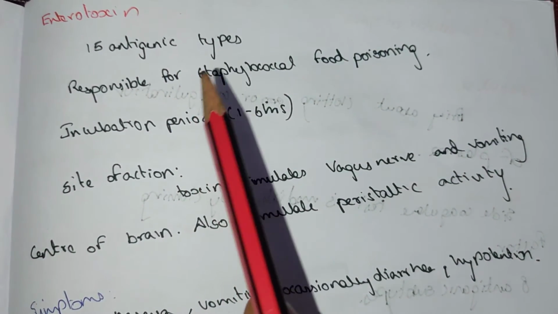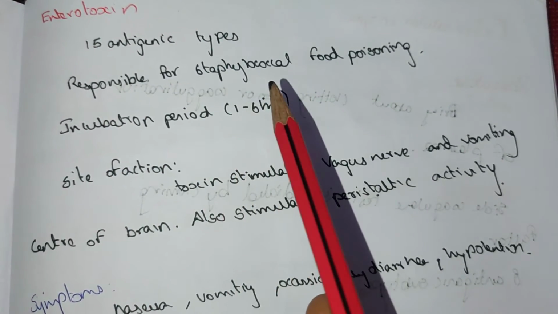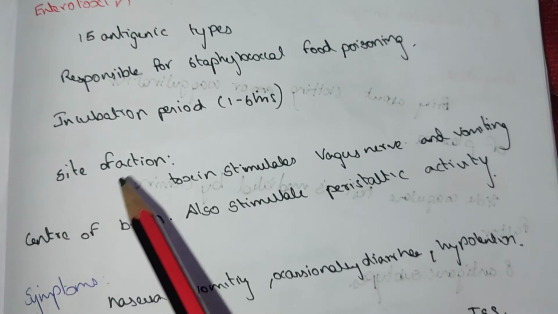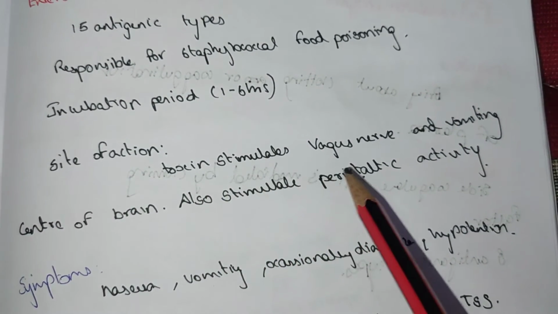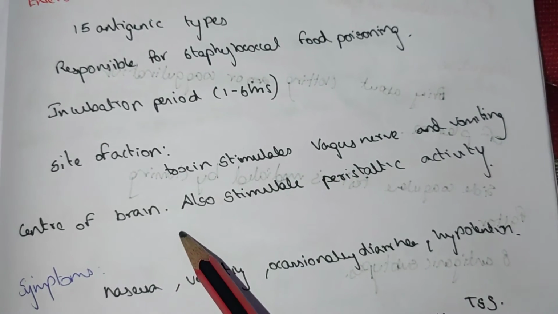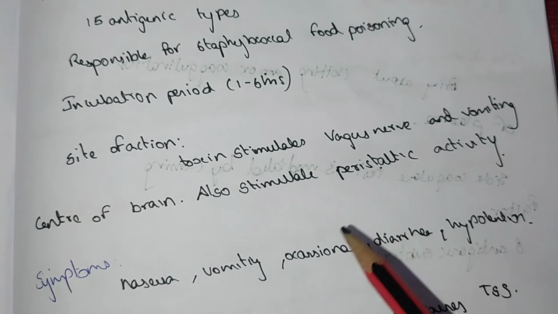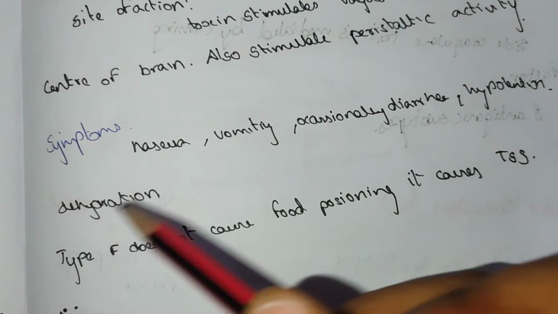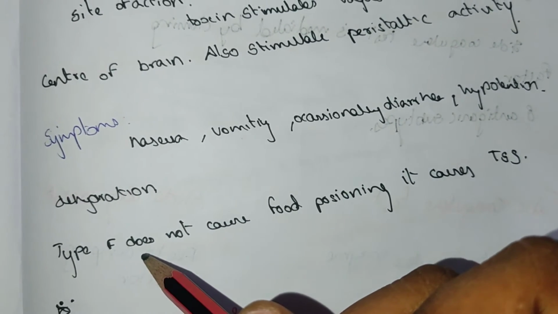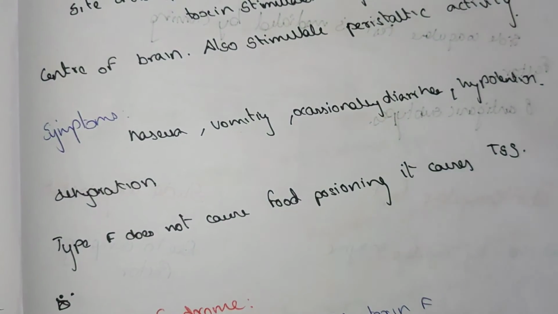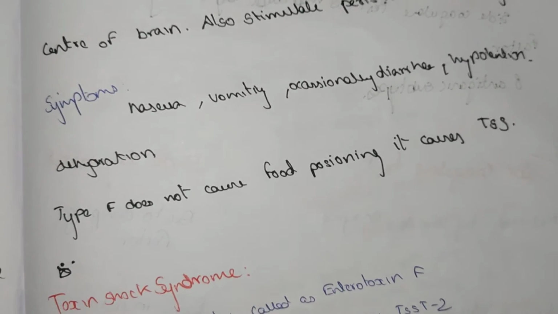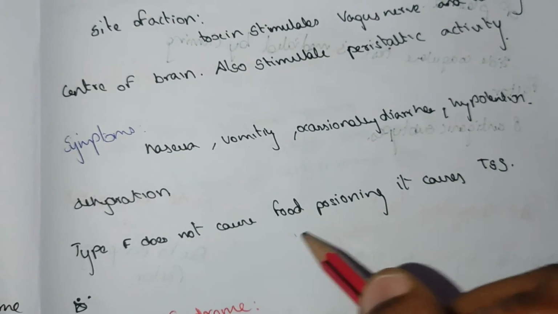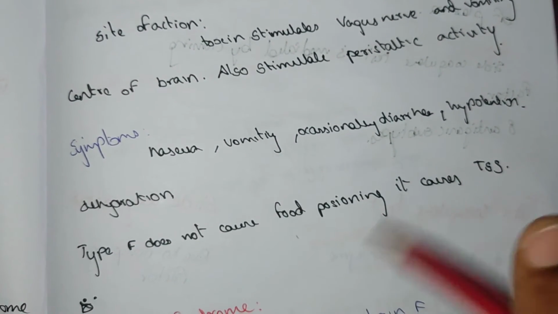Enterotoxin. There are 15 antigenic types of enterotoxin responsible for staphylococcal food poisoning. The incubation period is 1 to 6 hours. The toxin stimulates the vagus nerve and the vomiting center in the brain and also stimulates peristaltic activity. Symptoms are nausea, vomiting, occasionally diarrhea, hypotension and dehydration. Type F does not cause food poisoning; it causes toxic shock syndrome.